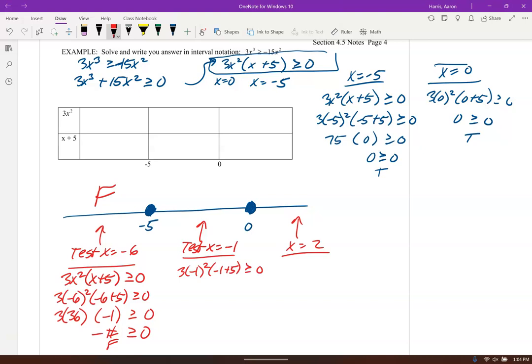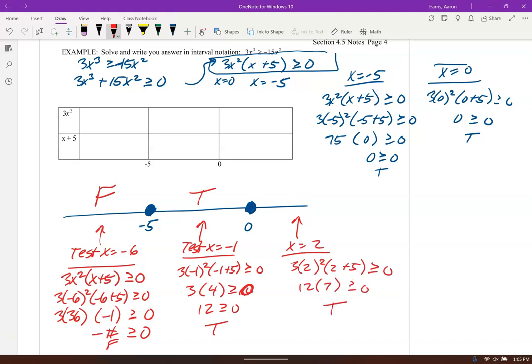So we got 3 times -1 squared, that's 3. -1 plus 5, 4, is 12. Greater than or equal to 0. That's true. 12 definitely is greater than or equal to 0. Now let's try 2. Three times 4, 12. 2 plus 5, 7. 84 is definitely greater than or equal to 0 also.